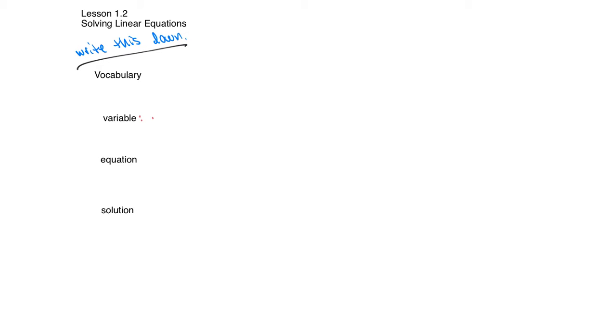A variable is a symbol for a value we don't know yet. Okay? Oftentimes you see X or Y or Z. Sometimes later we'll see theta, some Greek letters. They're all variables. They stand for a value we don't know yet.